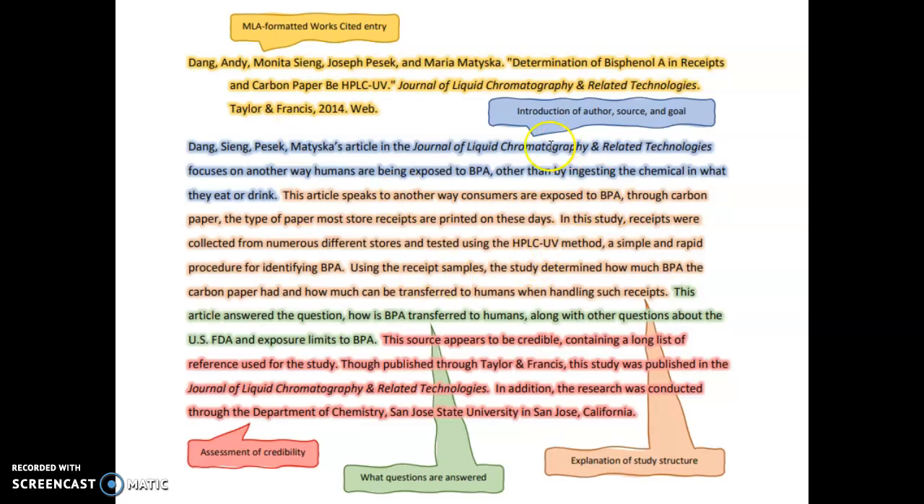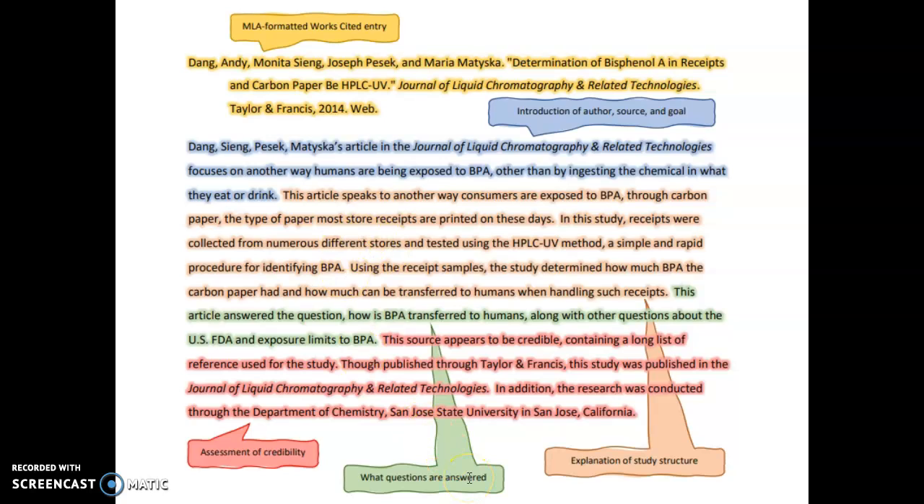You start with the introduction of the author, source, and goal, and I'll be looking for this in your annotations. Then this orange part here explains the study structure, okay? It's like, what exactly did they do in order to try to answer a question? So the goal here should be, well, what are they trying to tell us? What are they trying to learn by doing the study? And then this is how is the study constructed.